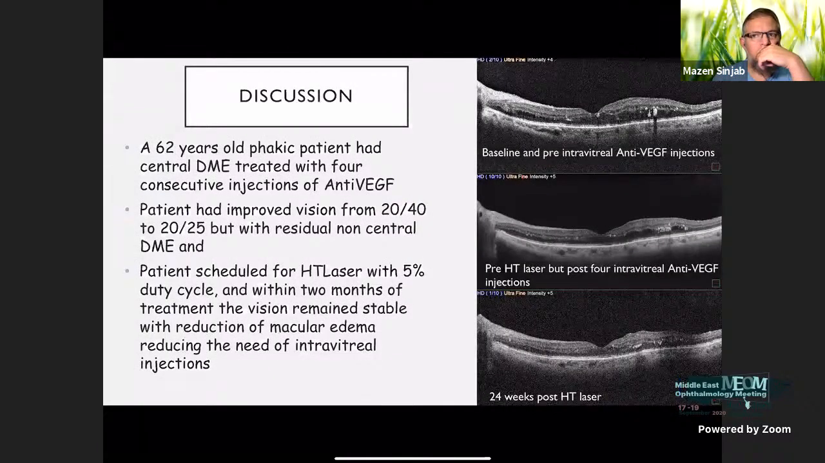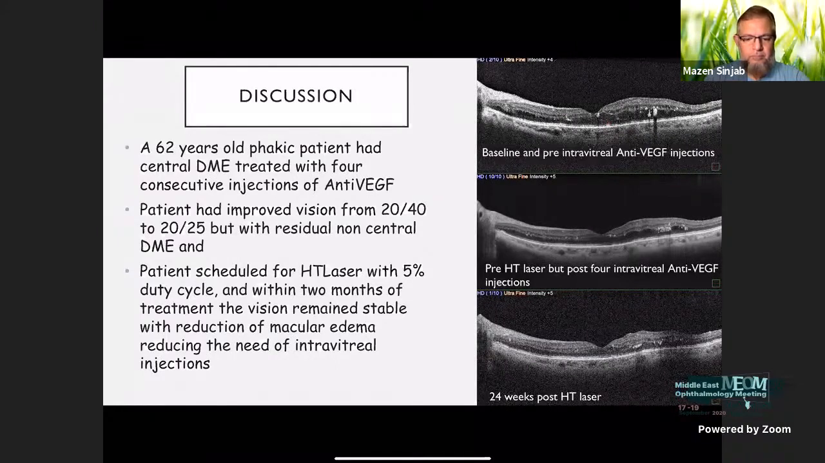Here is a patient, baseline 62 years old phakic, had central diabetic macular edema, treated with 4 consecutive injections of anti-VEGF. Patient had improved vision from 20/40 to 20/25 with residual non-central diabetic macular edema, and patient scheduled for HD laser with 5% duty cycle, and within 2 months of treatment, the vision remained stable with the reduction of macular edema, reducing the need of intravitreal injection as depicted with a laser pointer.